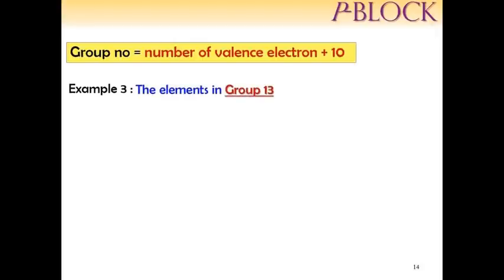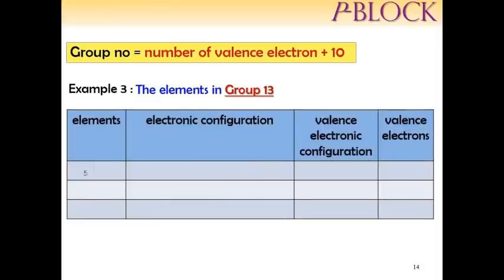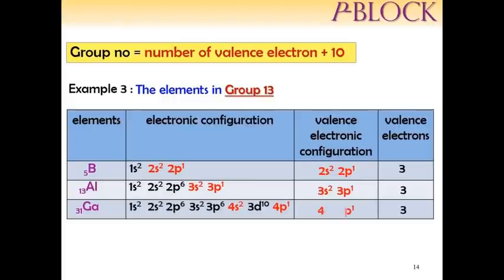Examples of elements in group 13: we have boron, aluminium, and also gallium. The electronic configuration for boron is 1s2 2s2 2p1 and the valence electronic configuration is 2s2 2p1, so the valence electron is 3. For aluminium, the electronic configuration is 1s2 2s2 2p6 3s2 3p1. The valence electronic configuration is 3s2 3p1 and the valence electron is 3.